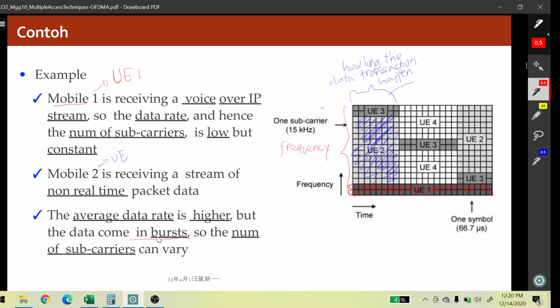subcarrier compared to voice over IP. Why does it need a large subcarrier? Because in data transfer, we require a higher data rate than voice over IP. We need to transfer a large amount of data in a very short period of time, which is what we call a data burst. A data burst is transmitting a large amount of data in a short period of time, right? Because a data burst happens in a short period of time, we require a large data rate.